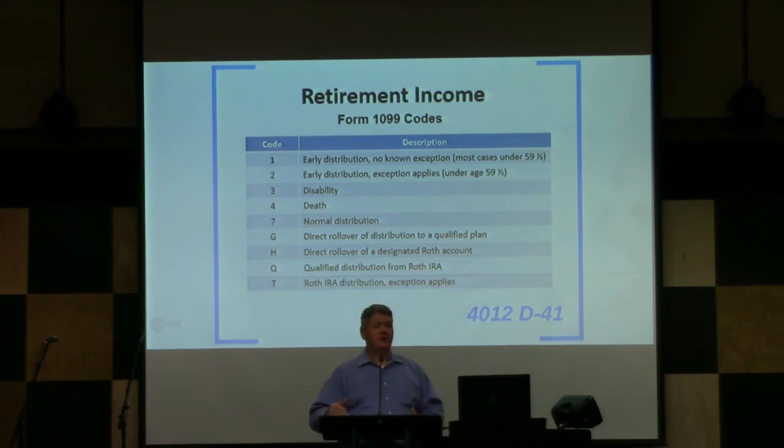So what we're going to see is that there is going to be an amount in Box 1, and Box 2A is going to be 0. Nothing's going to be taxable. It's going to be a Code G. We need to report the fact that they had money that moved from one to another, but nothing's going to be taxable.